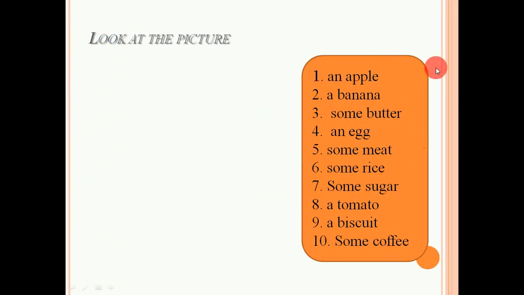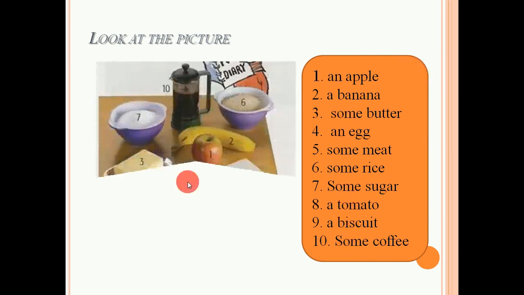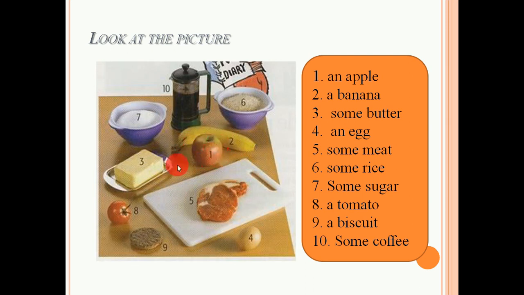This is a list of some food items. And this is the picture of these food items. Let's take a look at number 1, an apple. Number 2, a banana. Number 3, some butter. Number 4, an egg. Number 5, some meat. Number 6, some rice. Number 7, some sugar.